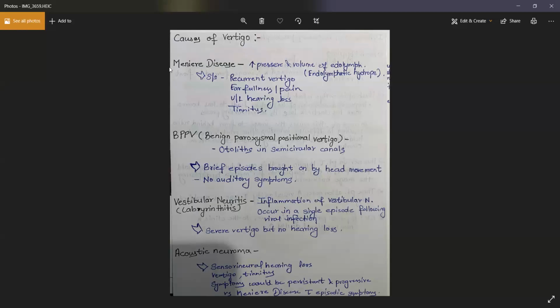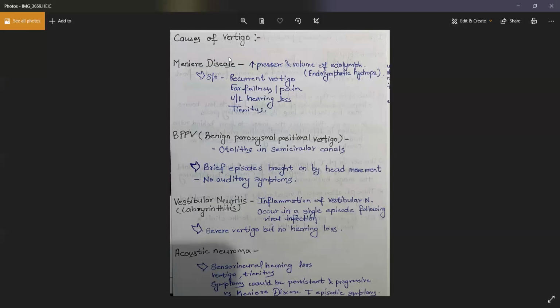So whenever you have a classical triad of tinnitus, vertigo, and hearing loss which is episodic, think about Meniere's disease, which means increased endolymph. Whenever you have persistent and progressive symptoms, think about acoustic neuroma. Whenever you have just vertigo without any hearing loss, think about BPPV or labyrinthitis. If the patient has a history of recent illness, think about labyrinthitis. If the patient has vertigo with head movement, think about otoliths. Any doubt on vertigo?